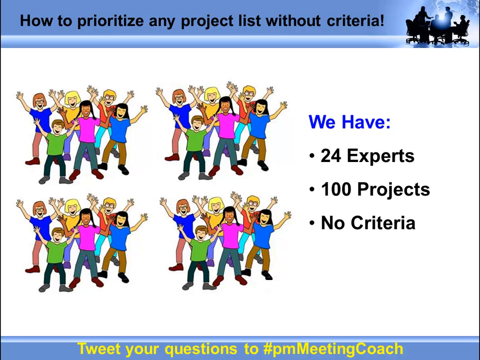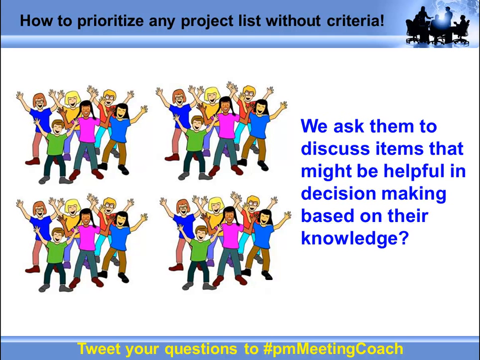Okay, all we really have are the 24 people, 100 projects. So the first thing I'm going to do, after I've gone through the agenda and done all the housekeeping, is ask the group to discuss items that might be helpful in decision making based on their knowledge. So, for example, do we know if any of these projects are mandates? Do we know if any of these projects are tied to top priorities or strategic initiatives, right?